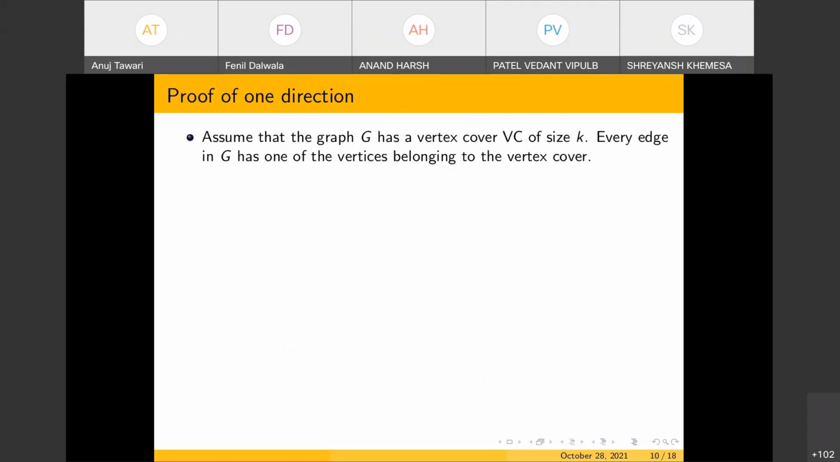So we assume that G has a vertex cover of size K. Every edge in G will have one of its vertices belonging to the vertex cover. This is just the definition of vertex cover.